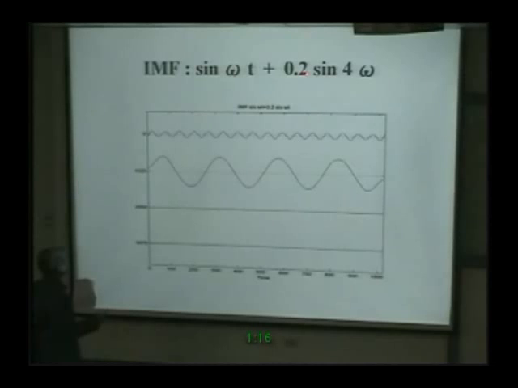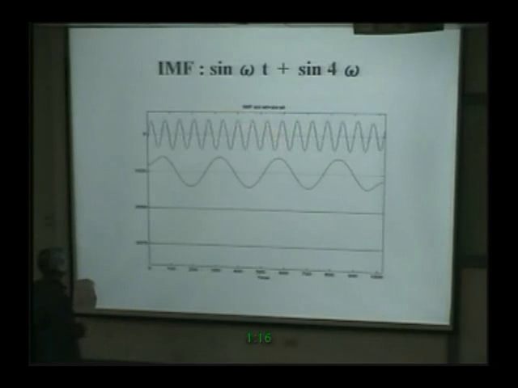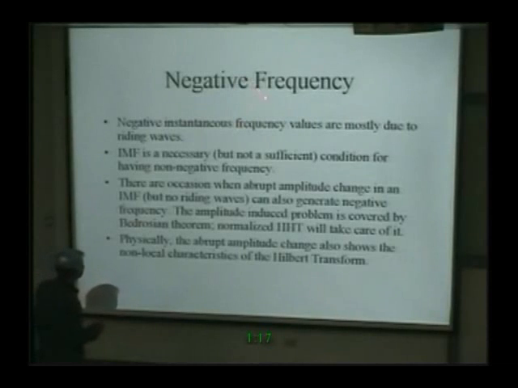So if we reduce this to proper form, we have 2 components, it's no problem. And you change that, you change this, you have different frequency. So negative frequency of the instantaneous value are mostly due to riding waves. If you have extrema in between zero crossing, you have more extrema, you can expect that you will get negative frequency. And IMF is a necessary but not sufficient condition for having non-negative frequency.